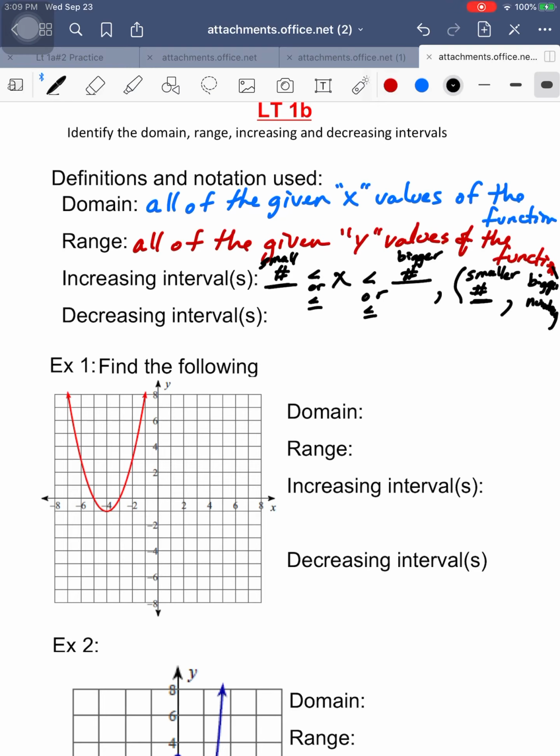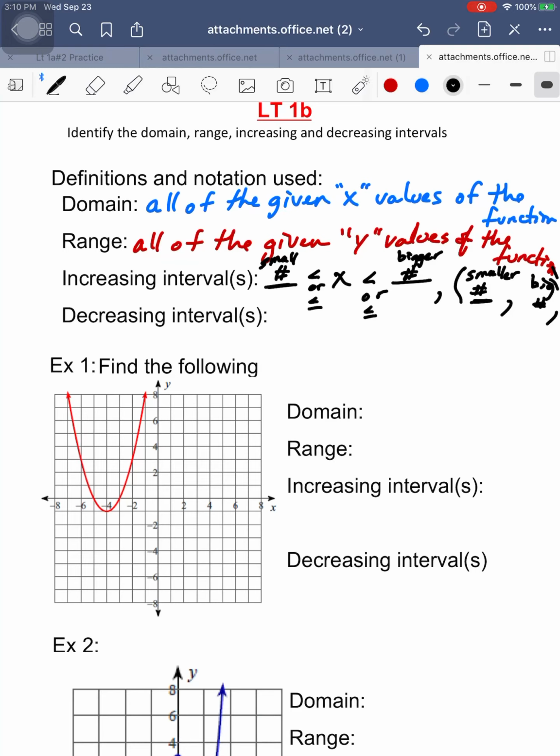Oh, that was terrible. I'm going to do a quick erase on that. So that's going to be a bigger number. And so you have small number, big number, and for decreasing, you're going to look at the graph. You're going to first label the graph left to right, which part is decreasing, and then we'll label the x's from there. So I'm going to get to example 1 here.